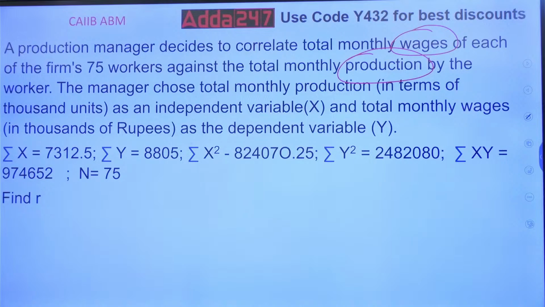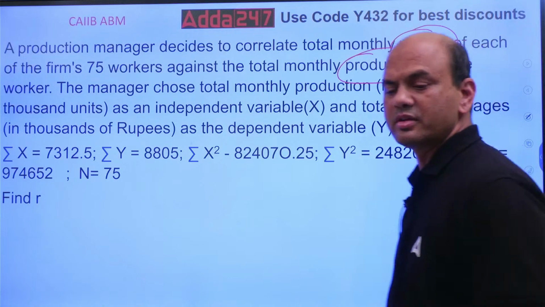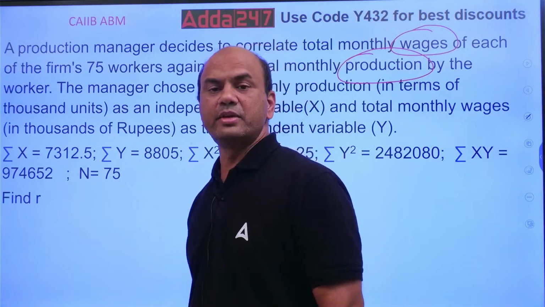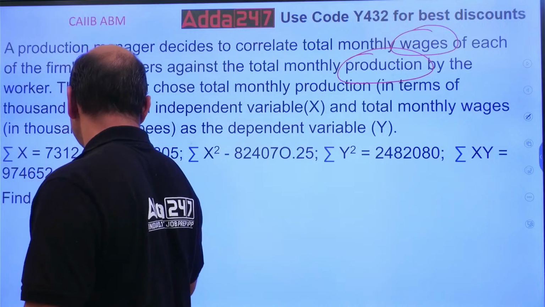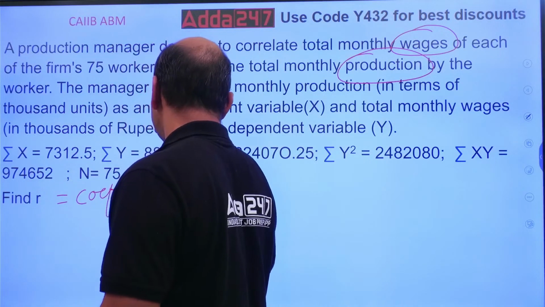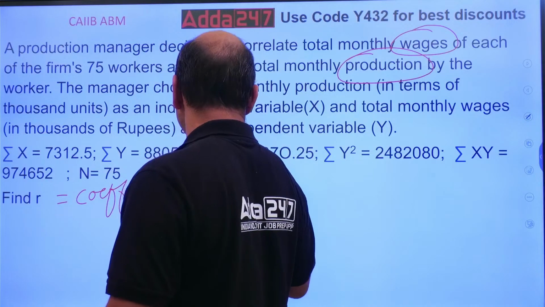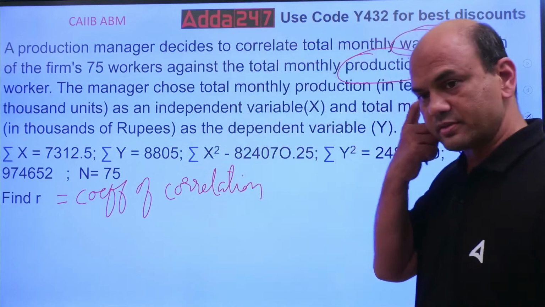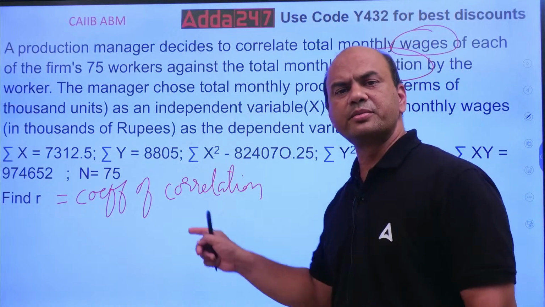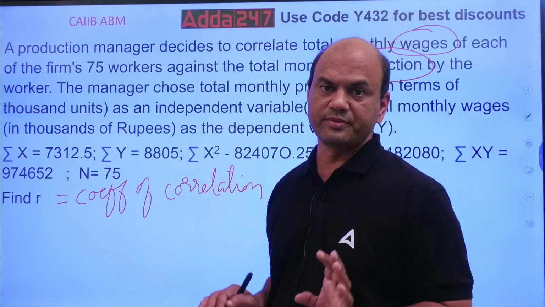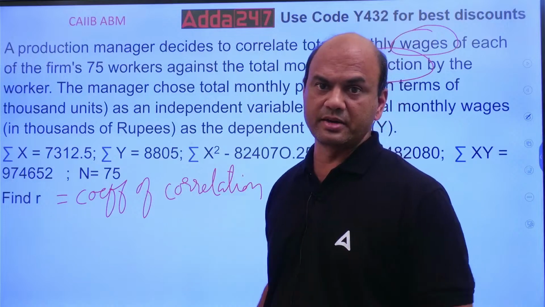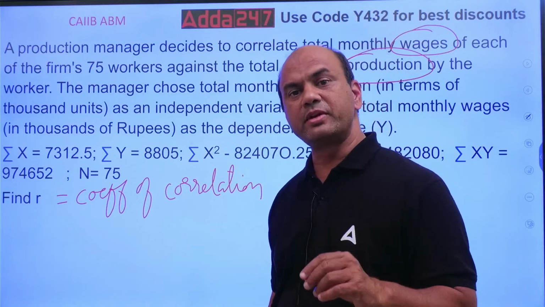So you have to find out R now. R means coefficient of correlation. Coefficient of correlation, R. What are the important terms in R? Here, always remember, coefficient of correlation is between two elements. Always, one independent, second dependent. The value of R can vary between -1 to +1.